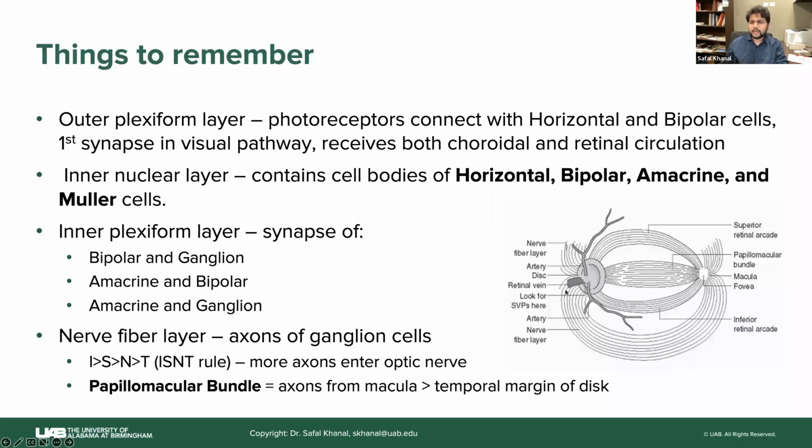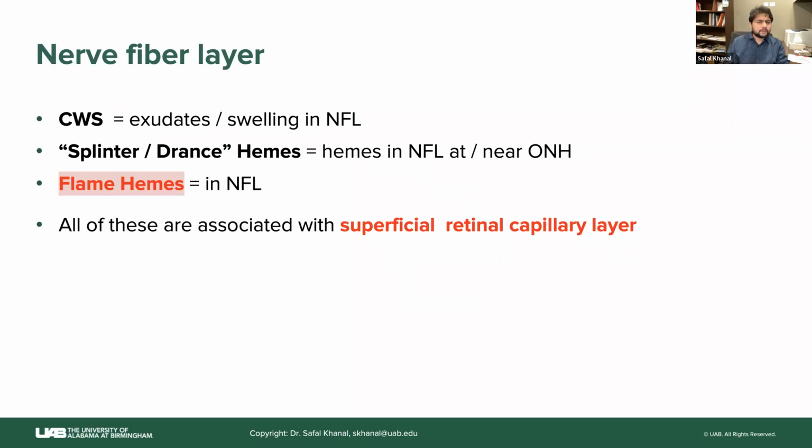And you have your papillomacular bundle coming from the macula to the optic disc. These are the axons from the macula to the temporal margin of the disc. In the nerve fiber layer, you can often see different types of exudates and hemorrhages. One of the types is cotton wool spots. These are the exudates in the nerve fiber layer. There are different types of hemorrhages. Some are splinter-shaped, some are flame-shaped, and these also occur in the nerve fiber layer. And all of these are associated with the superficial retinal capillary layer.